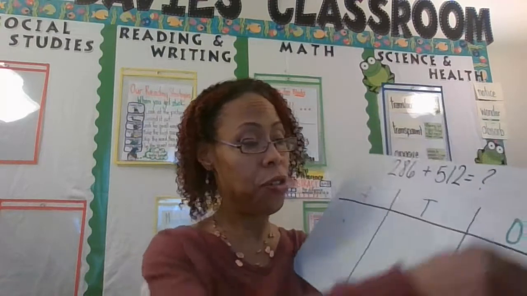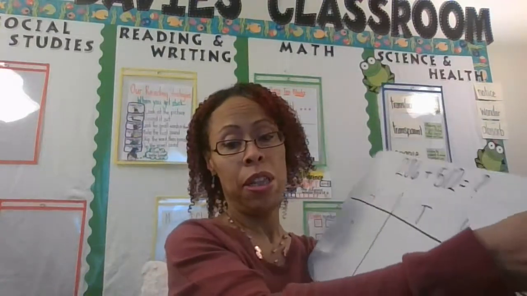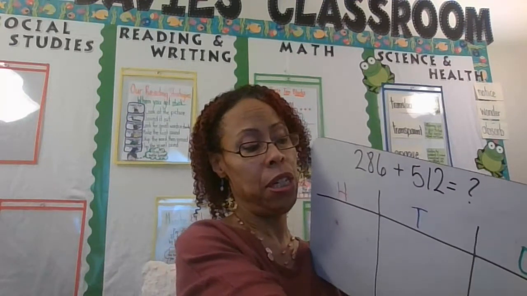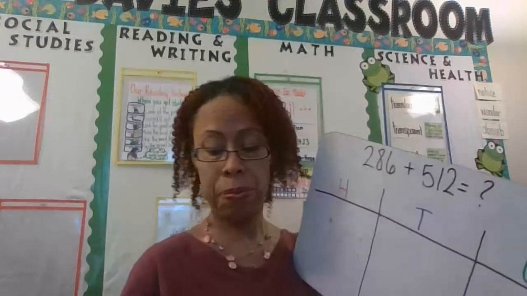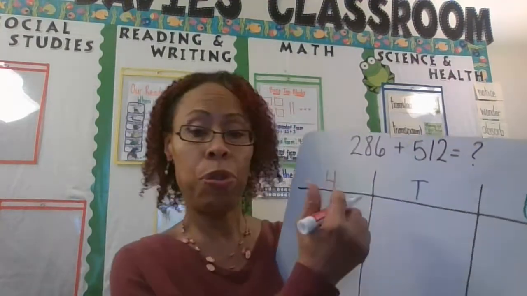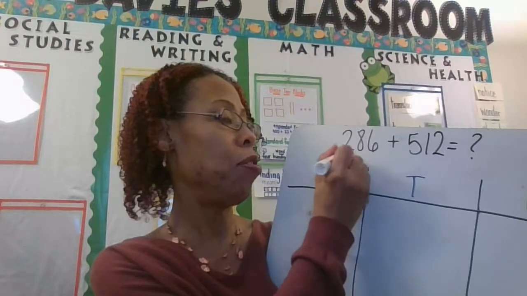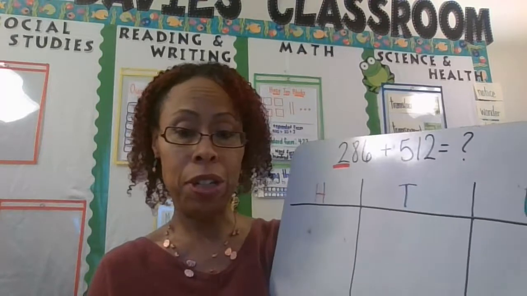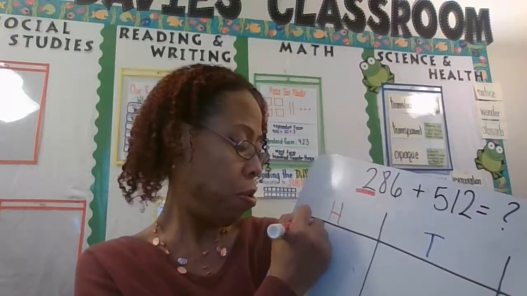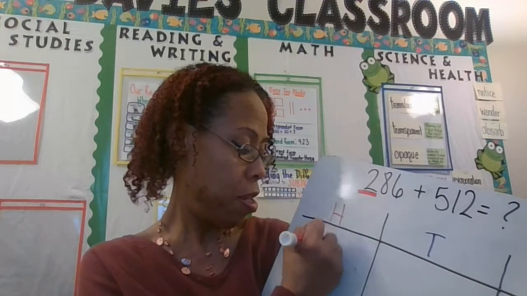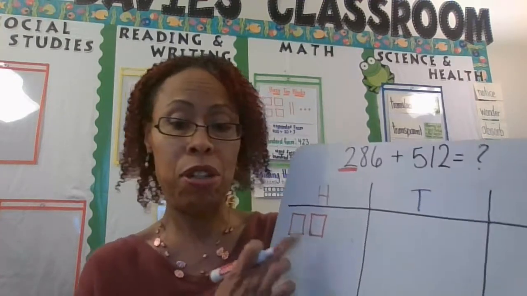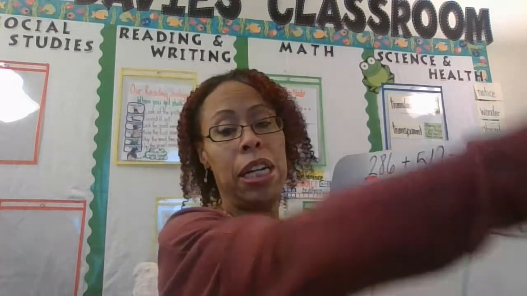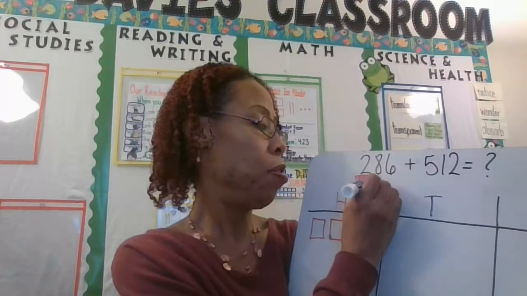So first things first, we're going to draw the amount in figures that is shown in digits. First, we're going to underline the number in the hundreds place one time. This will help us to remember what number we're focusing on at the time. So we know that there are two hundreds, so we're going to draw two flats. All right, next, we're going to underline the number in the tens place two times.